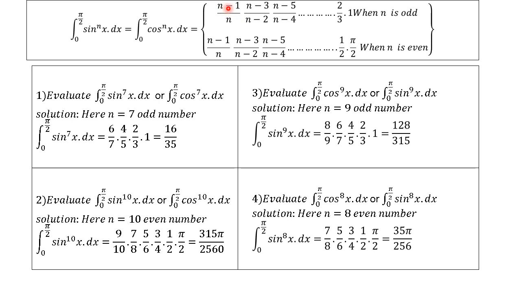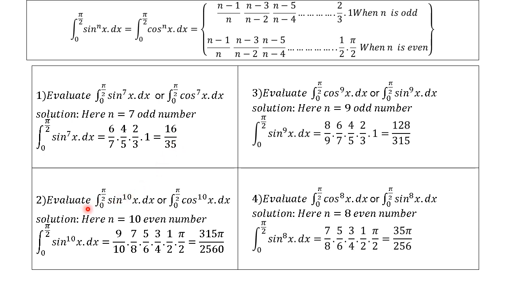Here 7 minus 1 is 6, so 6 by 7 into 4 by 7 minus 3 is 4. 4 divided by 7 minus 2 is 5, into 7 minus 5 is 2, and 7 minus 4 is 3. Here 2 by 3 into 1. If n is an odd number, it ends up with 2 by 3 into 1. Simplifying this one, you will get 16 by 35.